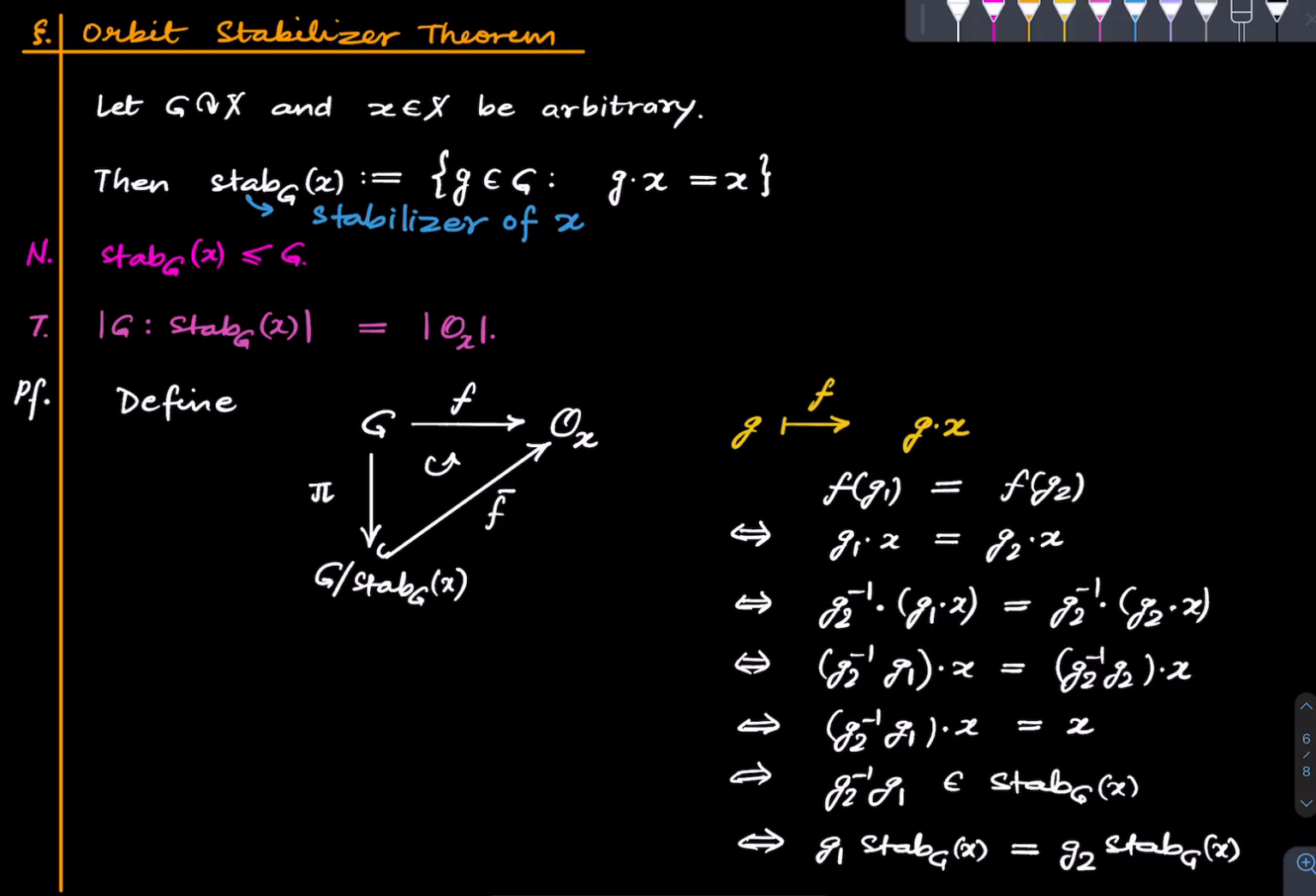Also, the map F is clearly surjective. What is the image of F? The image of F is all the elements of this form, but that is precisely the orbit of X. Since F is surjective, and a surjective map always factors through to give a surjective map, the map F bar is also surjective. So we have a bijection between the set of all the left cosets of the stabilizer and the orbit of X, and therefore we have proven our orbit stabilizer theorem. So yeah, this is called the orbit stabilizer theorem.